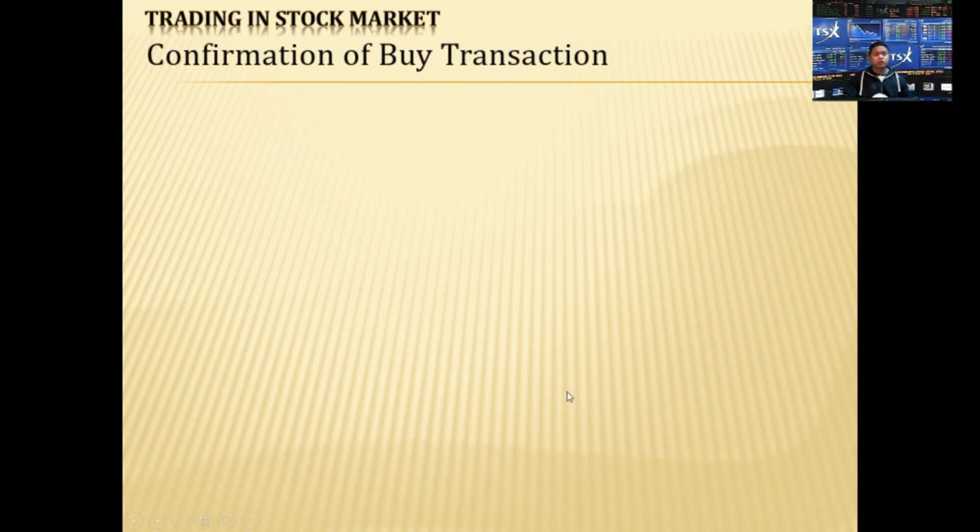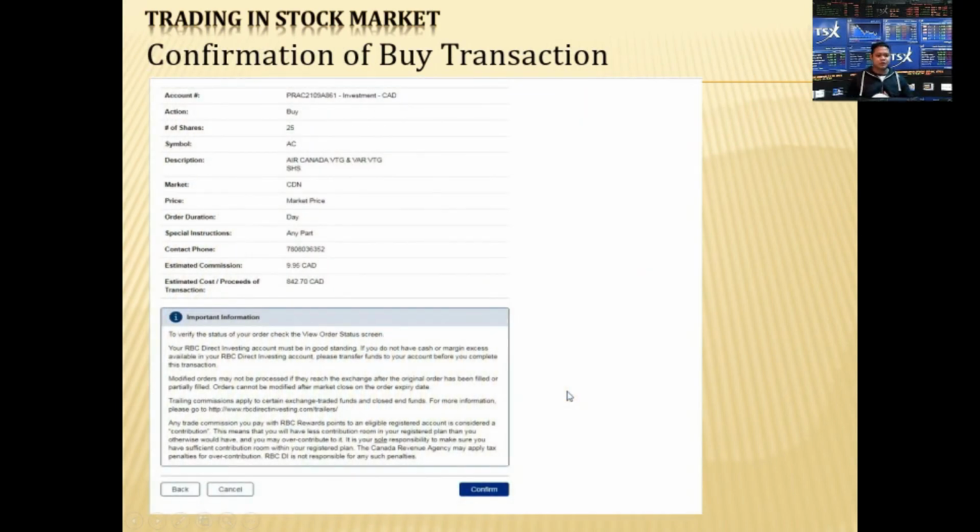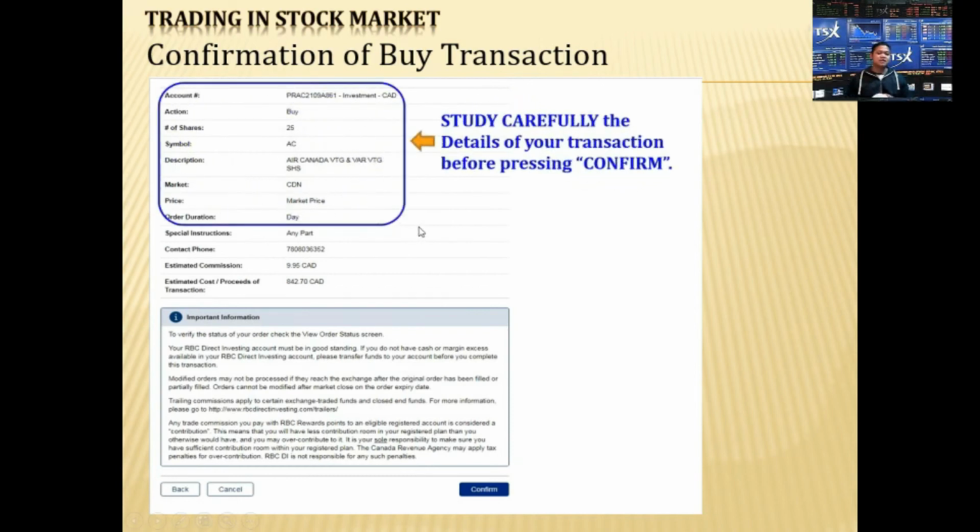Now it will bring you to confirmation of your buy transaction. So here it will just show you the summary of your buy. So make sure you study it carefully, especially the details, before you press confirm. Because once you press confirm, the transaction is complete. And also the trading fee that you're going to pay, or the estimated commission.